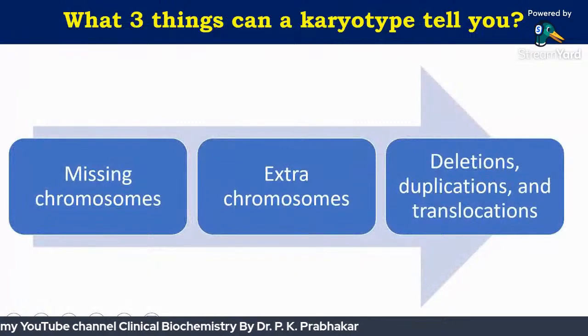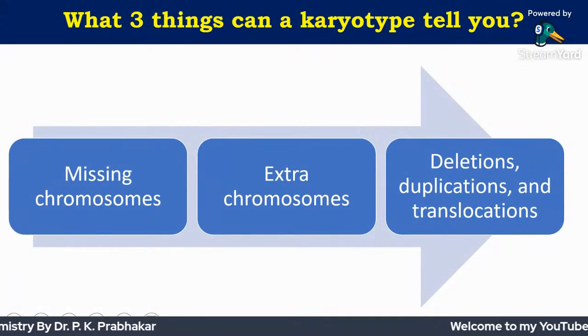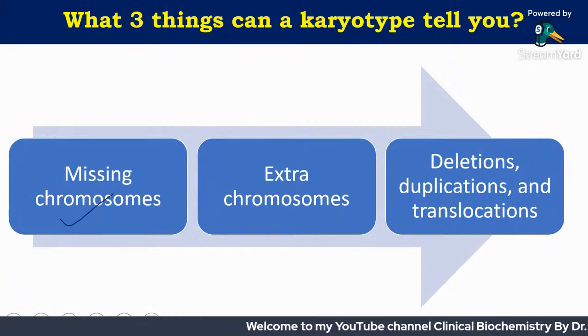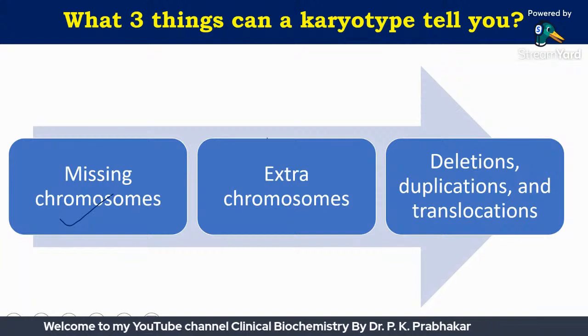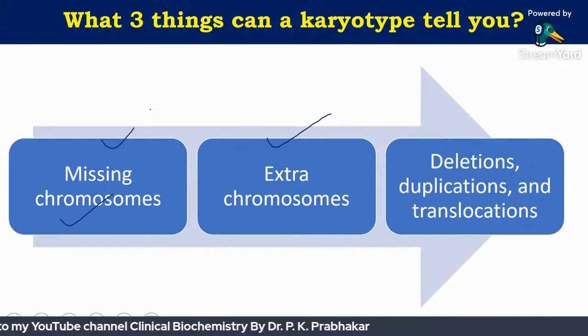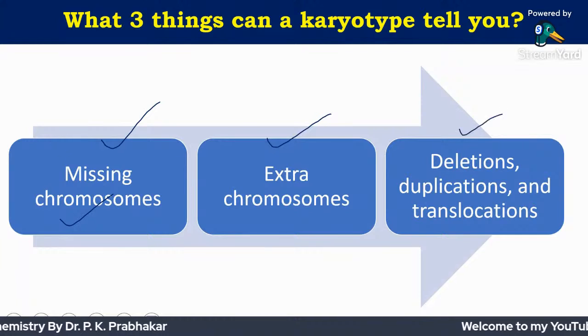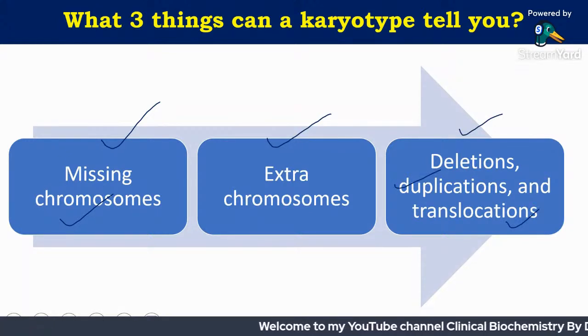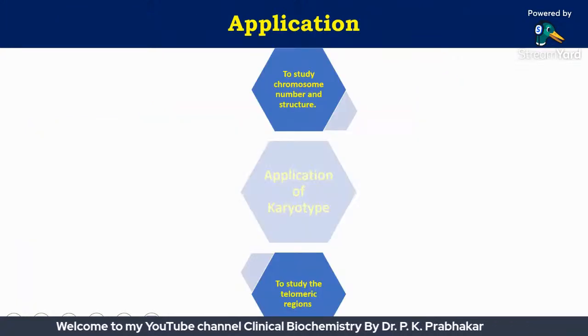So these are the disadvantages. Three important pieces of information we can get from the karyotype are the missing chromosomes, like the chromosome number has increased or decreased, so either extra chromosomes or missing chromosomes. Then any portion of a chromosome that has been deleted, duplicated, or translocated. So any kind of structural changes in the chromosomes can also be studied.